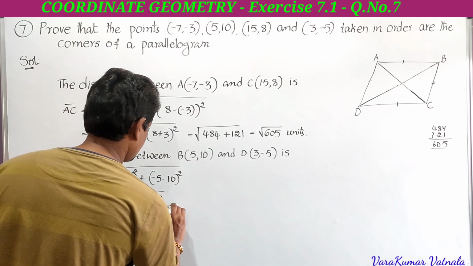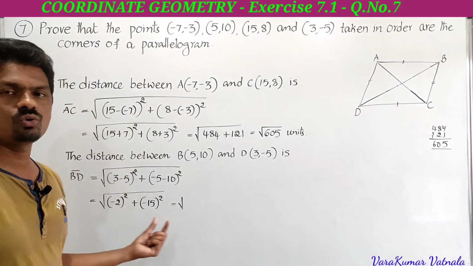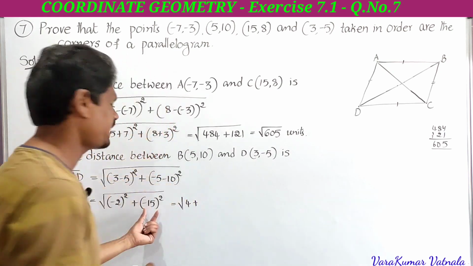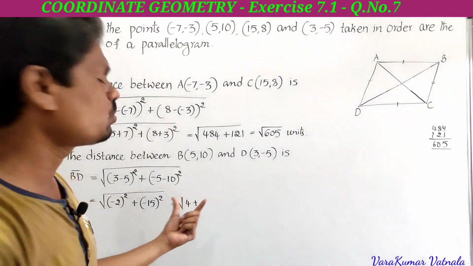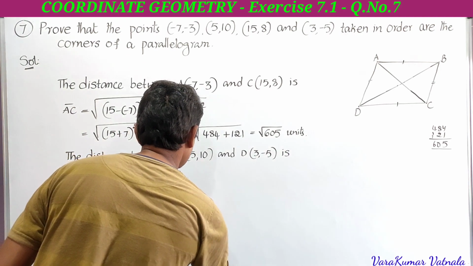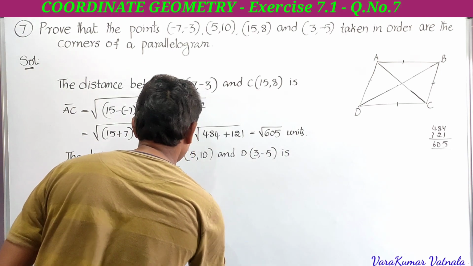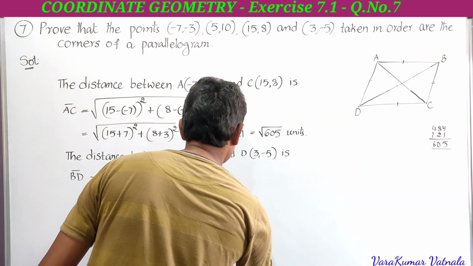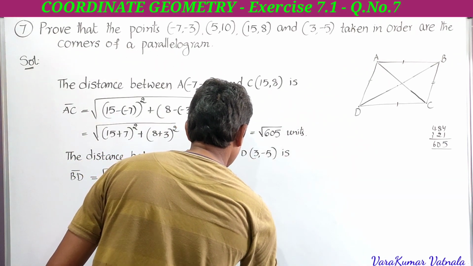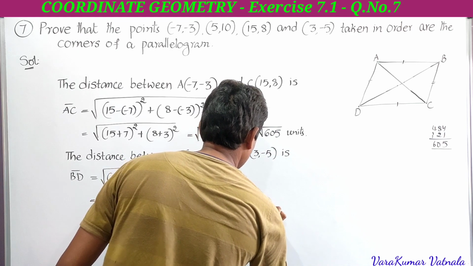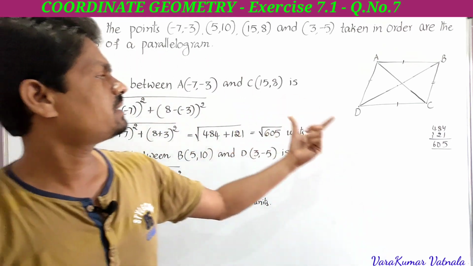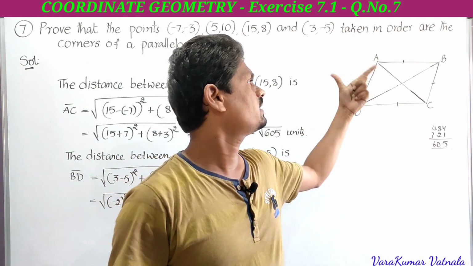Simplifying further, minus 2 whole square is 4, plus minus 15 whole square is 225, since minus 15 into minus 15 gives plus 225. So square root of 4 plus 225 gives square root of 229 units. So we have found the lengths of AB, BC, CD, DA and AC, BD.